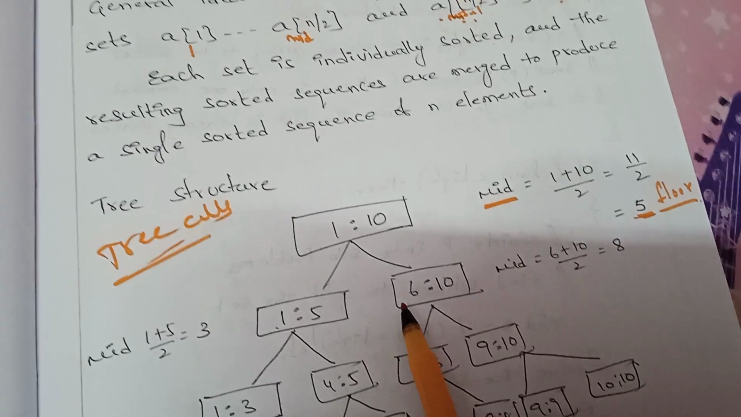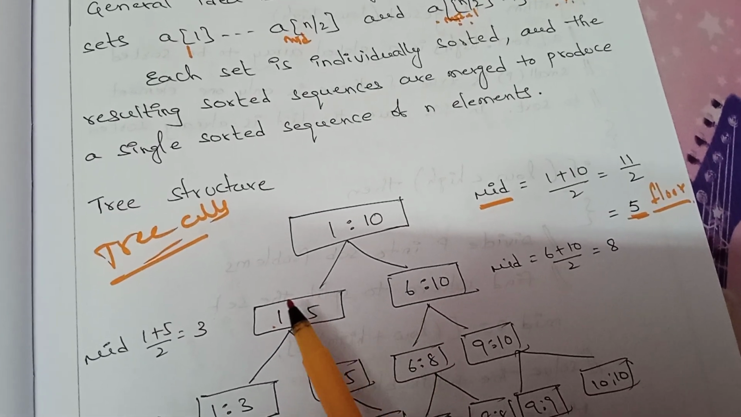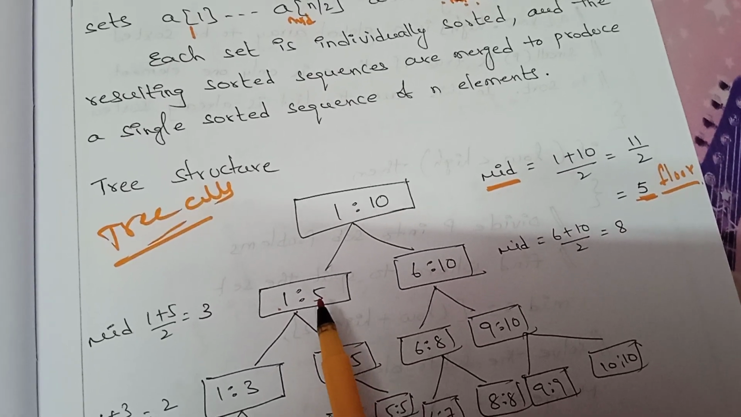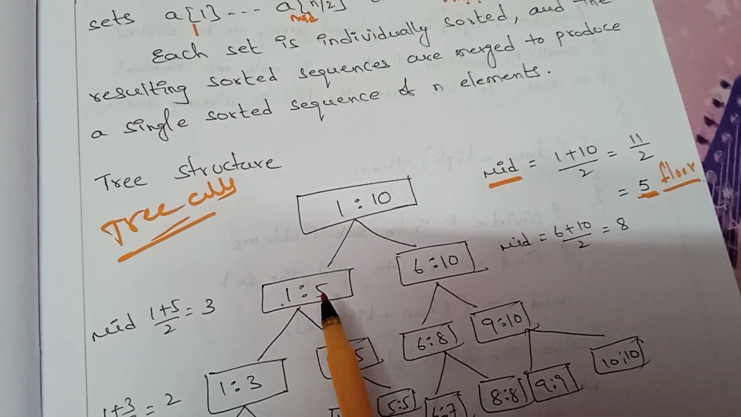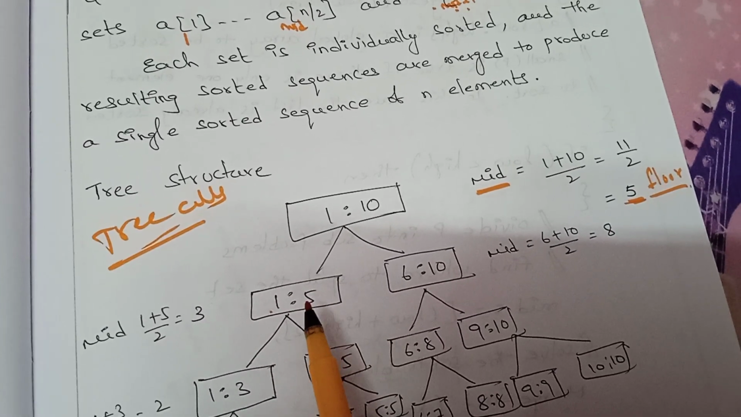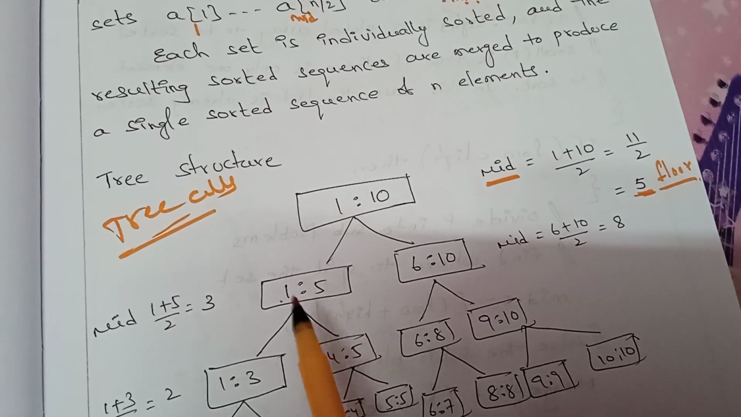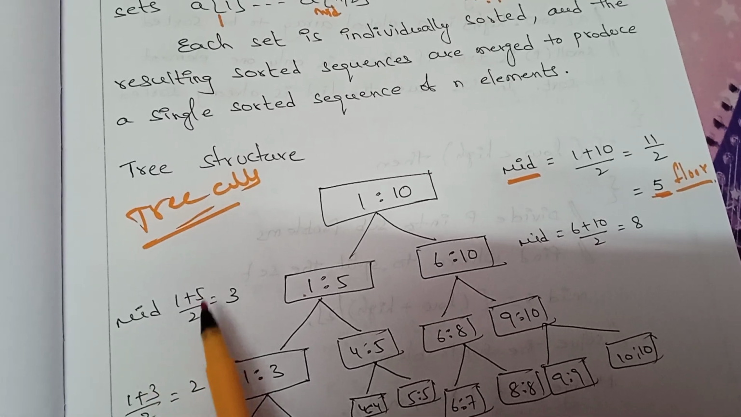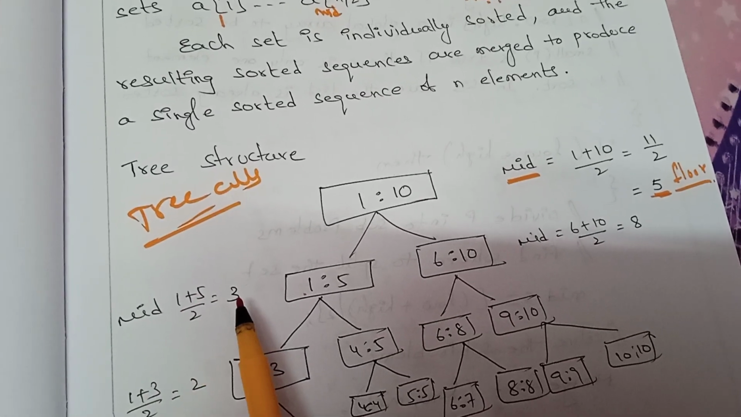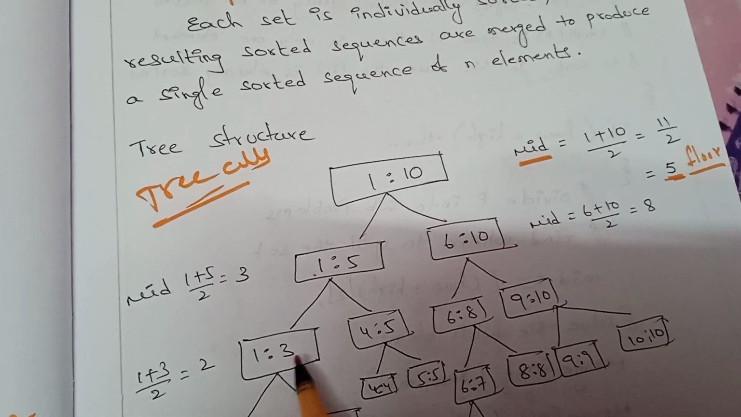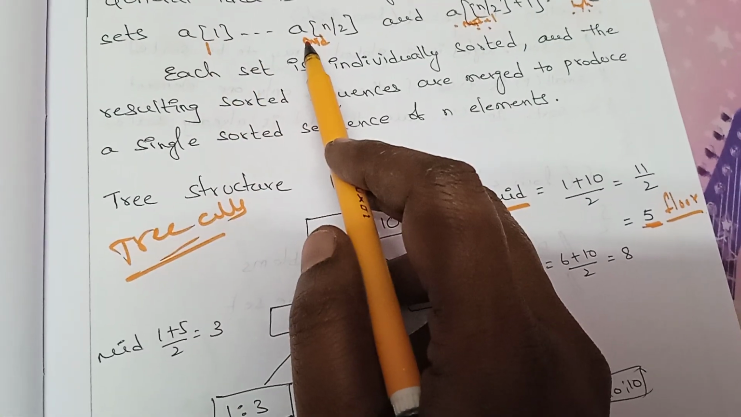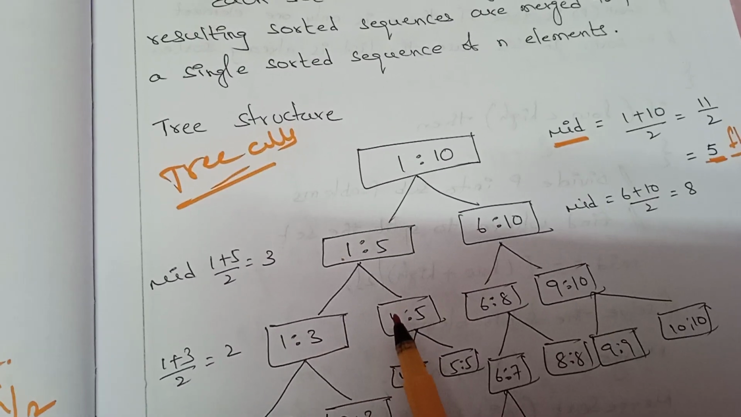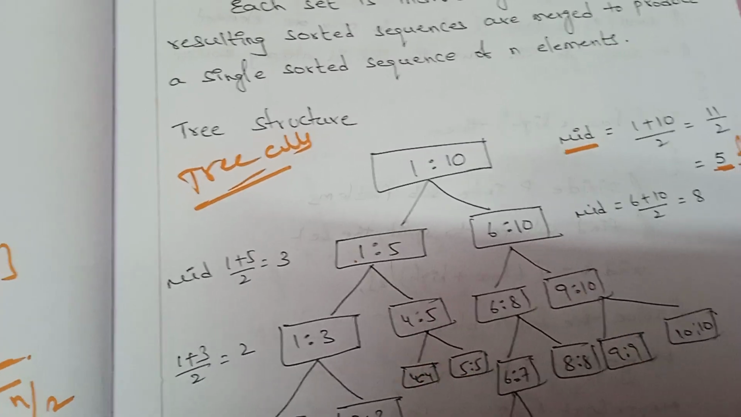What I told you is that until you get a single element in the list, you have to divide it. Still the list can be divided because its capacity is 5 elements. Until it becomes one element in the set, you have to divide it. Calculate the mid value: 1 plus 5 by 2, 6 by 2, which is 3. That means 1 to 3 will be one split, and middle plus 1 to high is another split.